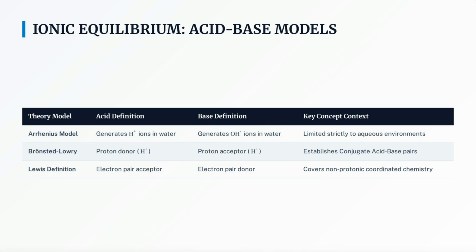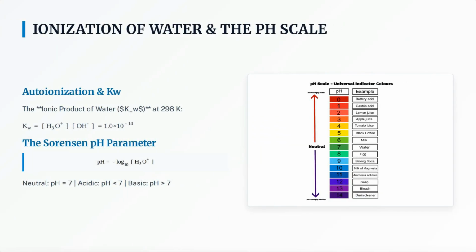Ionic equilibrium involves acid-base models. The Arrhenius model focuses on H+ and OH- ions in water. Bronsted-Lowry involves proton donors and acceptors, establishing conjugate acid-base pairs. Lewis' definition covers non-protonic chemistry using electron pair donation or acceptance. The auto-ionization of water is quantified by the ionic product of water, Kw. The Sorensen pH parameter, defined as the negative logarithm of the hydronium ion concentration, is used to express acidity and basicity.